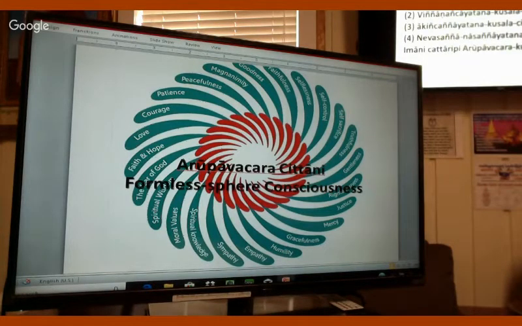But Kamavachara Chitta, sense-sphere consciousness, has three categories: wholesome Kusala, resultant Vipaka, and functional Kiriya. And Rupavachara Chitta, fine-material-sphere consciousness, also has three categories: Kusala, wholesome, Vipaka, resultant, and functional Kiriya. Here Arupavachara Chitta also has three categories: Kusala 4, Vipaka 4, and Kiriya 4.